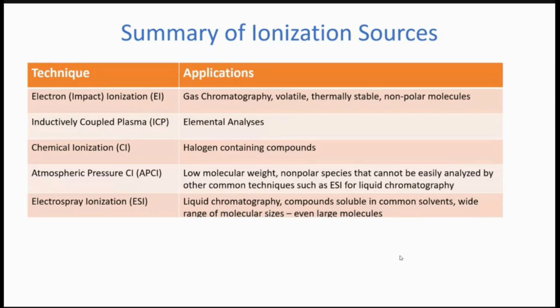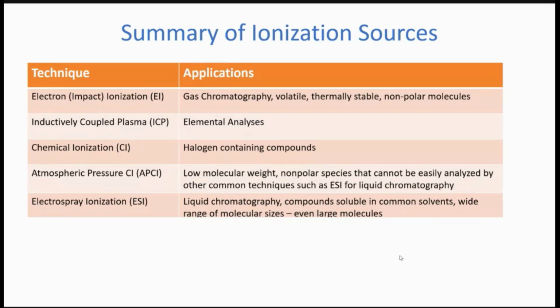I said low molecular weight, but I wonder, when I say low, I mean relative, like lower than peptides and proteins. But I think you can still run like 500 Dalton samples through an APCI if you have a large polyaromatic hydrocarbon, for instance.